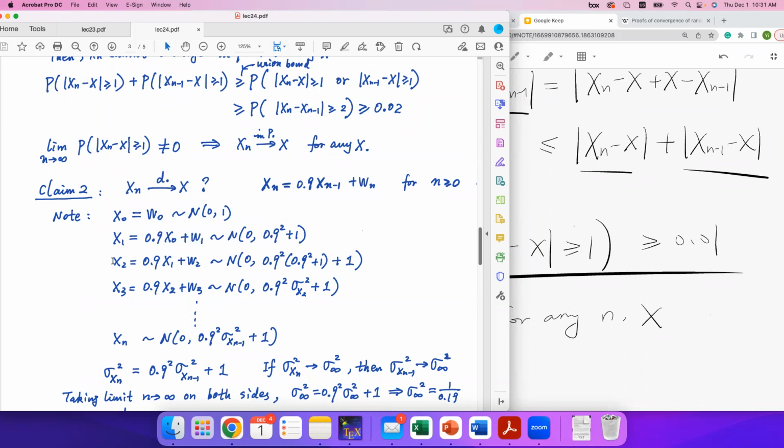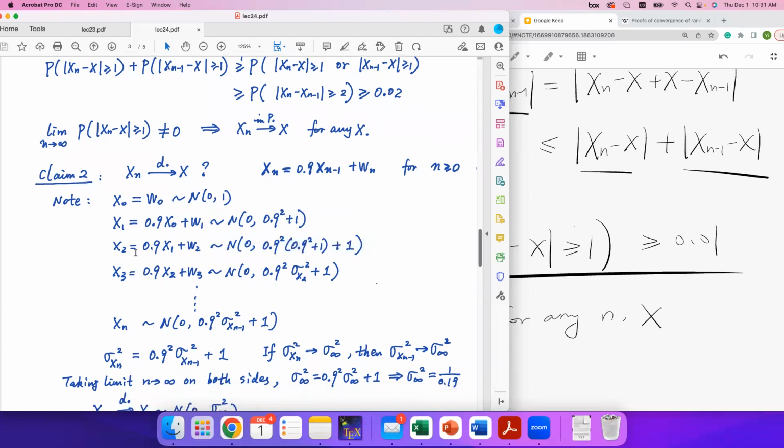And then you keep going, x2 equals 0.9 times x1 plus w2. x1 follows such a Gaussian distribution. W2 follows a normal distribution. But again, you do another calculation, you can calculate the distribution of x2. And you can check that xn follows such a Gaussian distribution.